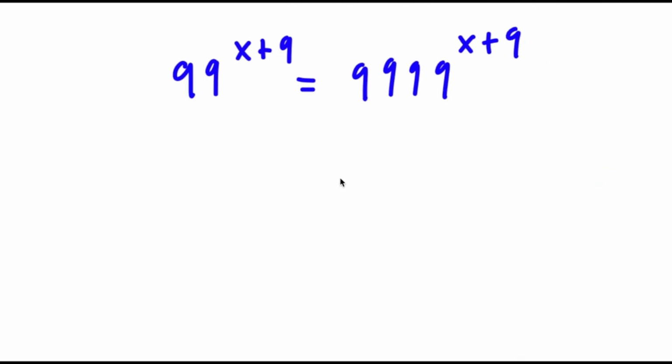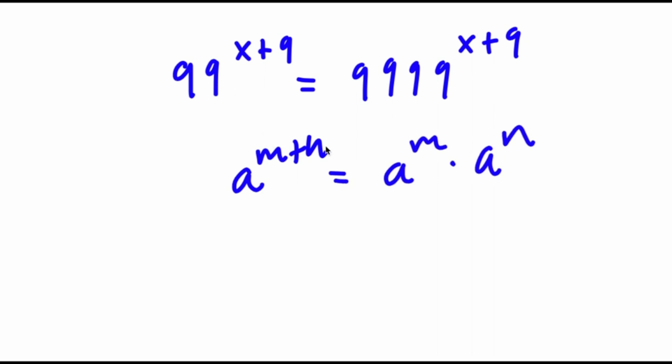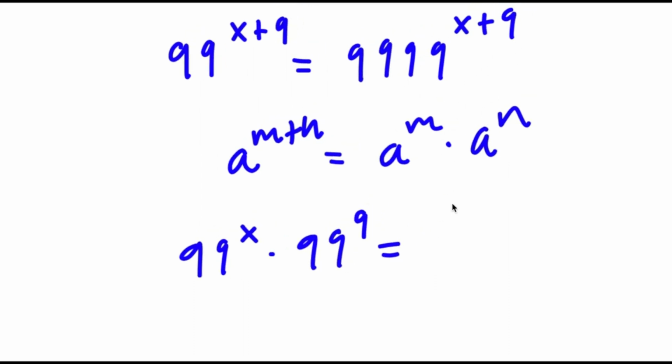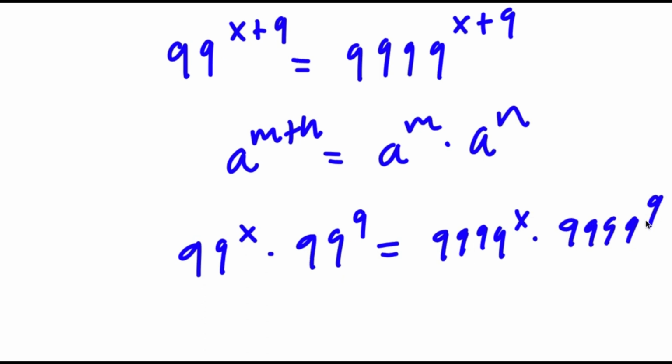Alright, so in this problem, I have 99 to the power of x plus 9 is equal to 9,999 to the power of x plus 9. So to solve this, I'm going to first start by using the property of exponents that says a to the power of m plus n is equal to a to the power of m times a to the power of n. So by using this property, 99 to the power of x plus 9 is going to equal 99 to the power of x times 99 to the power of 9. And 9,999 to the power of x plus 9 is going to equal 9,999 to the power of x times 9,999 to the power of 9.